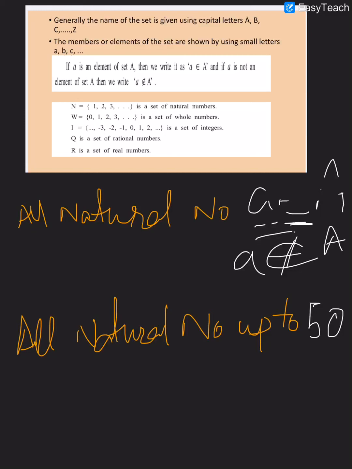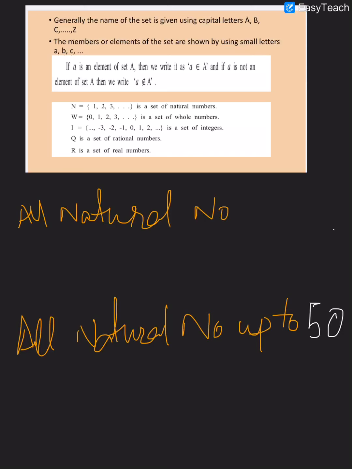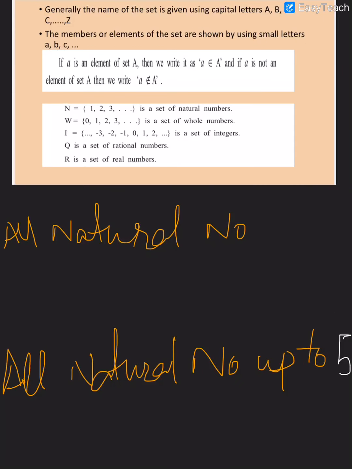So now let us write all natural numbers within the bracket. You can see that natural numbers are written as capital N: 1, 2, 3, etc. W, the set of whole numbers, is represented by capital W and is equal to 0, 1, 2, 3. Integers are negative numbers, 0 and positive numbers, the set of integers. Q represents rational numbers and R represents real numbers. Real numbers contain all these sets: natural numbers, whole numbers, integers and rational numbers.